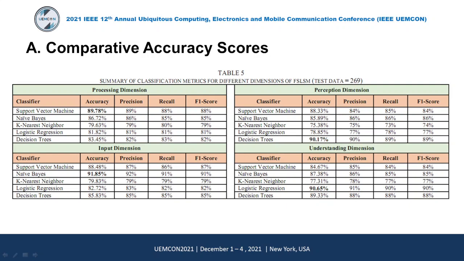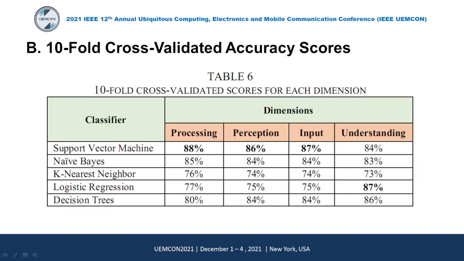For the processing, the SVM is superior. For the perception, the decision tree is superior. For the input, SVM at 91.85%. For the understanding, logistic regression. Because of this variation, we resort to tenfold cross-validated accuracy in order to measure accuracy realistically. Based on our cross-validated accuracy, the SVM is superior on three dimensions, which are the processing, perception, and input. And the logistic regression is 87% on the understanding.